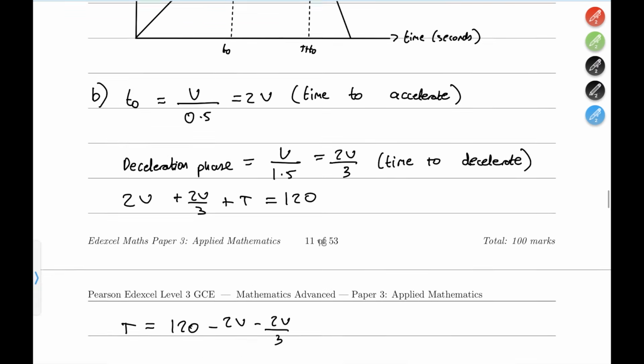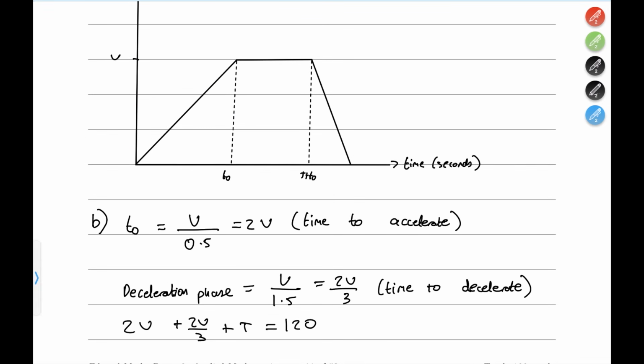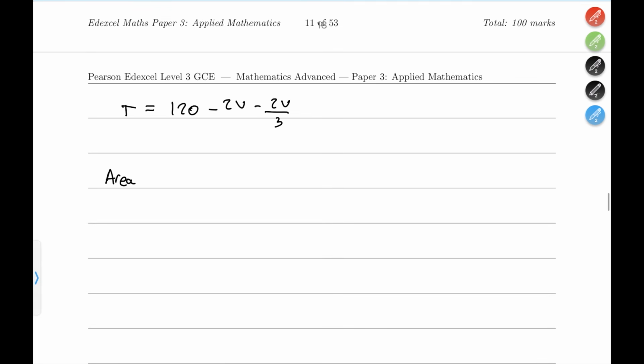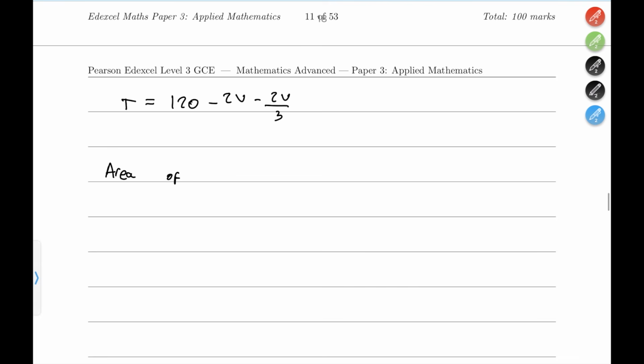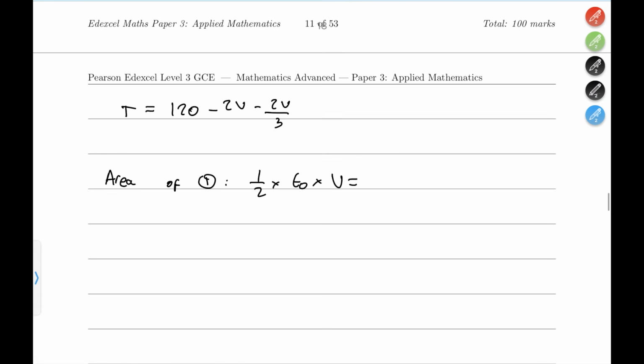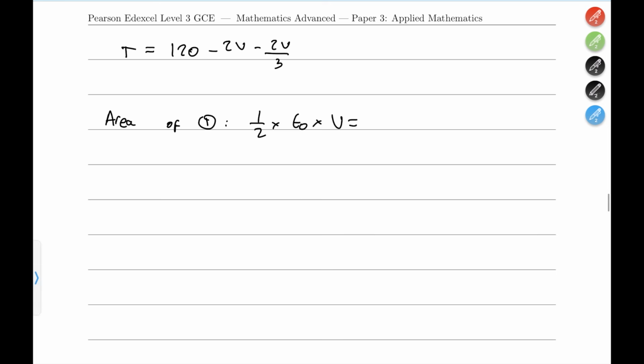Now let's work on using the area. So we know that the area of this first blue triangle, so this one here, to here, to here, to here. Actually, I think it might be better if I use labels instead of these colors. So I'm going to label this as shape number 1, shape number 2, shape number 3. So area of 1 is a half times t0 times the height of v. We calculated t0 to be 2v. So it will be half times 2v times v, which is v squared.